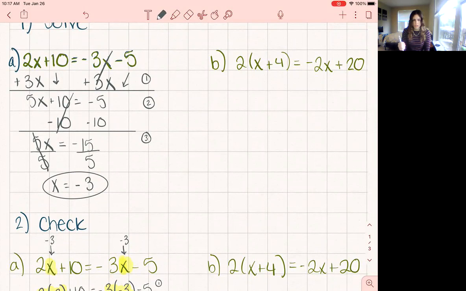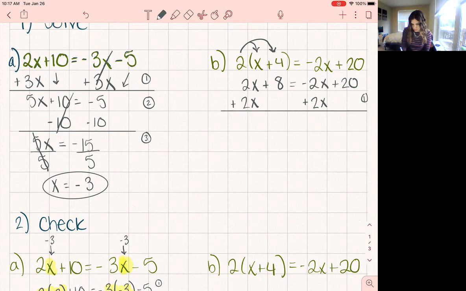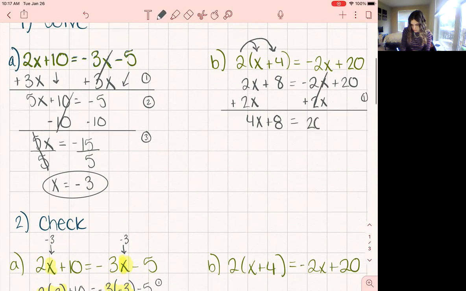So why don't you go ahead and try B all by yourself. So solve it and check it. Okay, so B, before we get started, we have to use the distributive property. So this becomes 2x plus 2 times 4 is 8. And this side is still the same. Okay, because I don't like negatives, I'm going to add 2x to both sides to get rid of the 2x on the right side. So this becomes 4x plus 8 equals, that one is gone, 20.